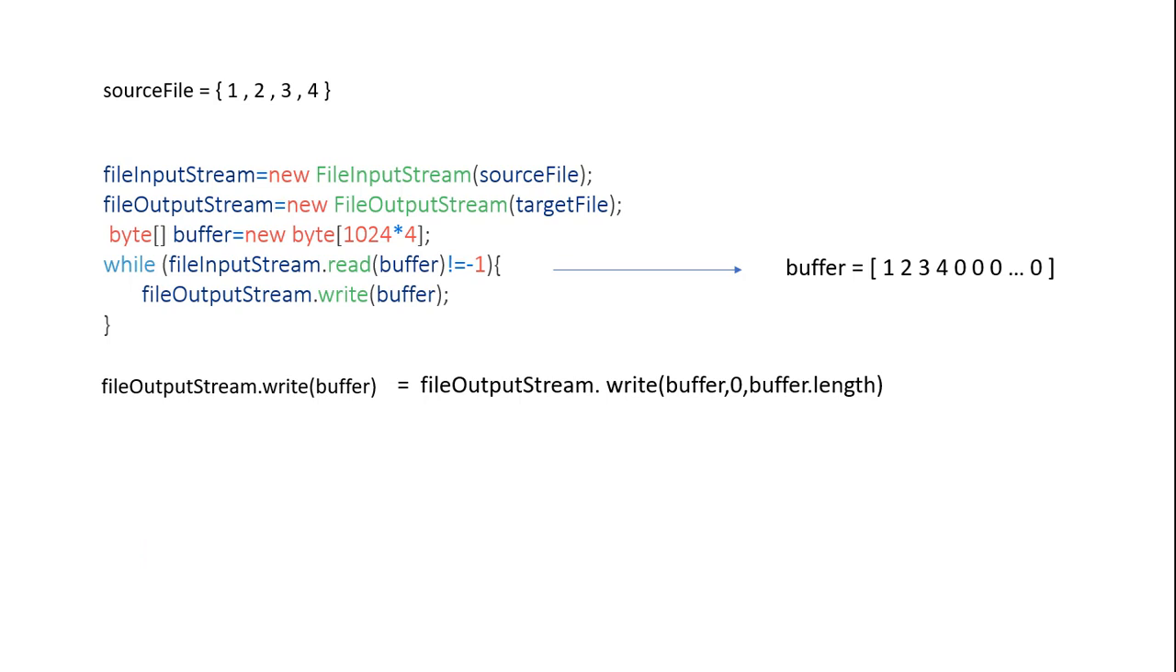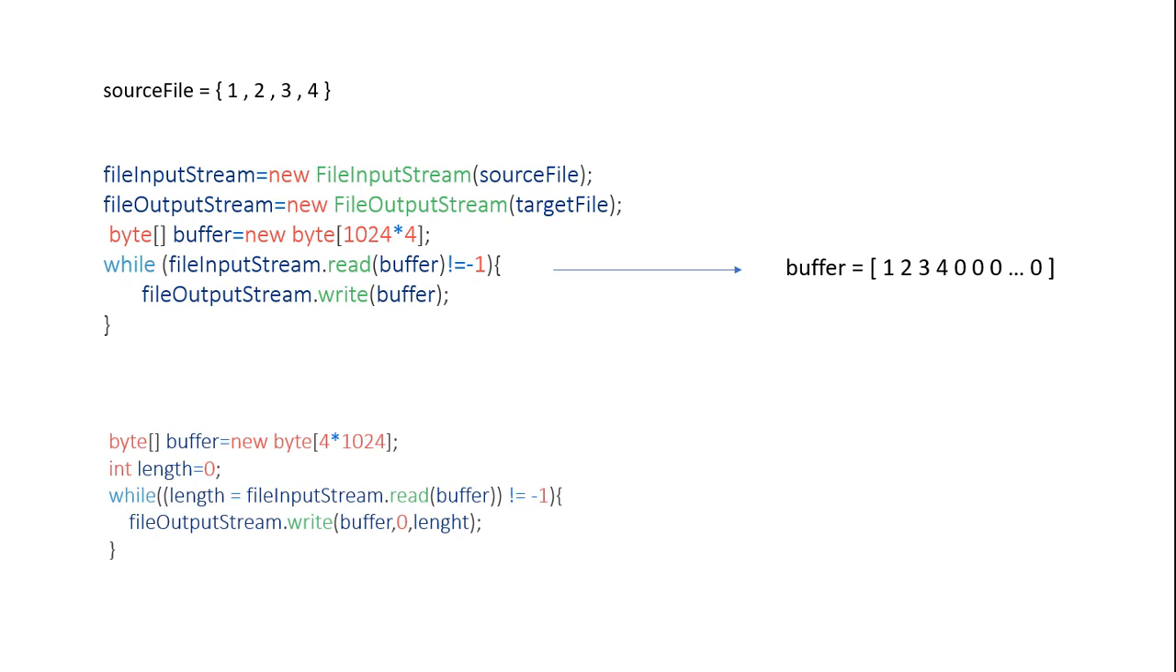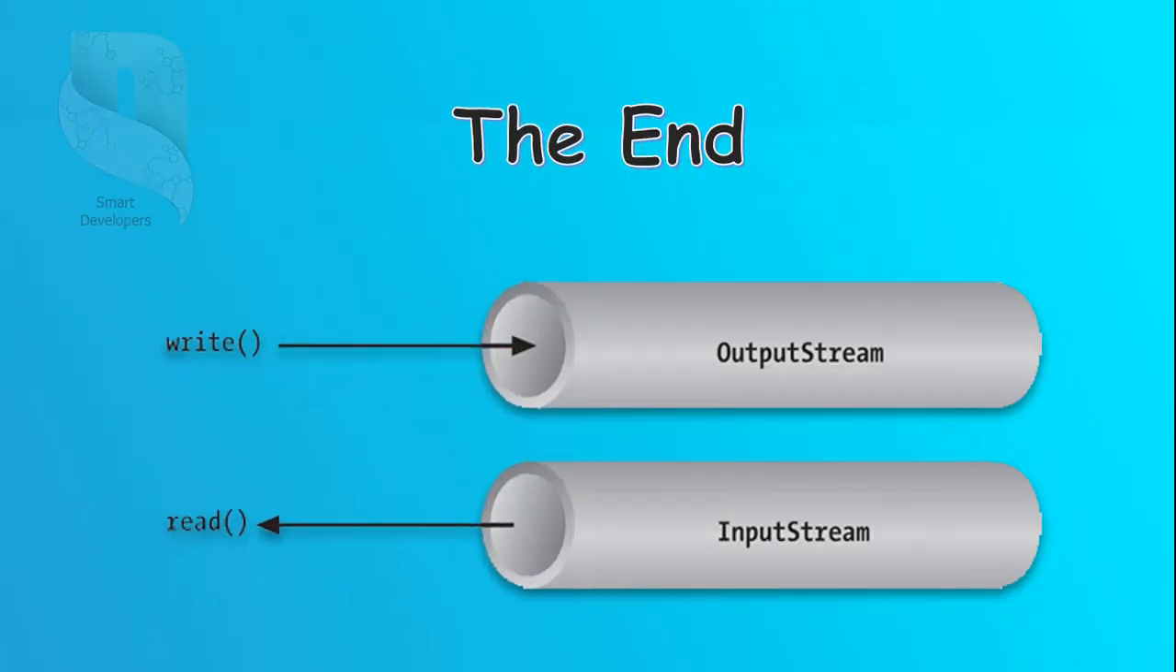To solve this problem, we change the code to this. Now, in this approach, we hold the number of read bytes in a variable, then we use it to write just the number of bytes that we read into the output. So we have the exact source file in the destination. That's all. Now you understand what InputStream and OutputStream exactly are.